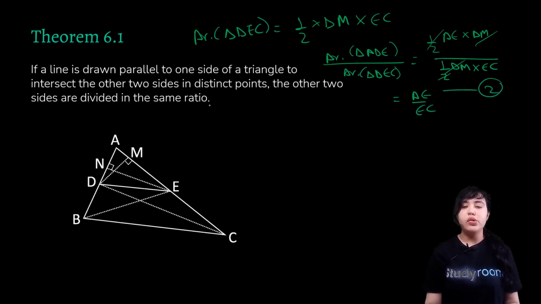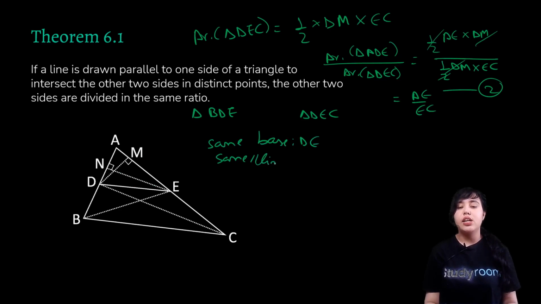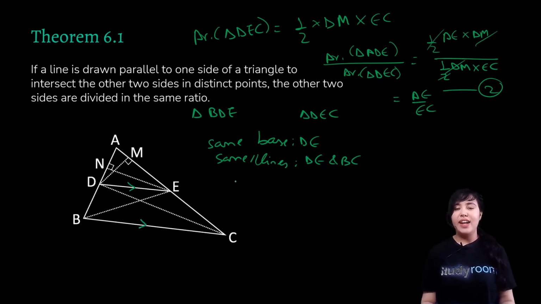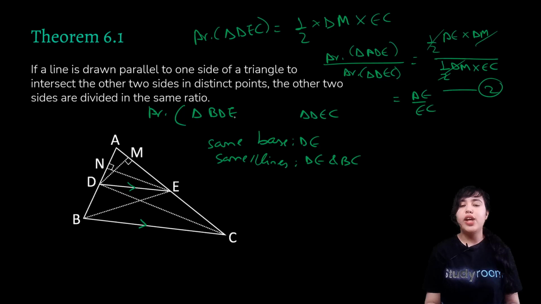Then you use equations 1 and 2. How will you use this? You first of all look at triangle BDE and triangle DEC. They share the same base, which is DE, and they are bound between the same parallel lines, which are DE and BC. These are your parallel lines. So with this, I can say that the area of triangle BDE is equal to the area of triangle DEC.